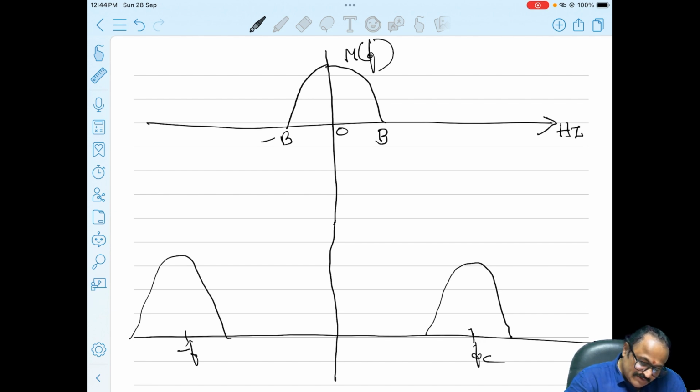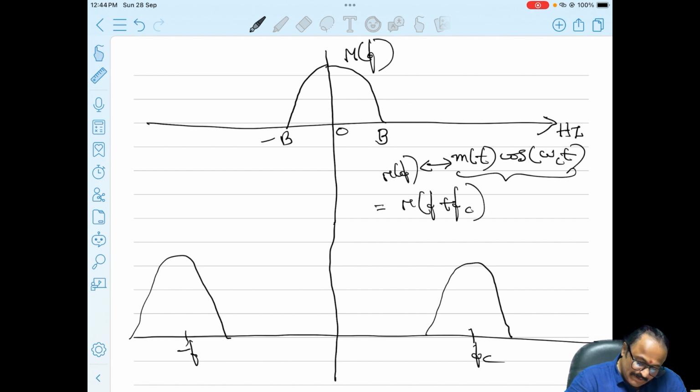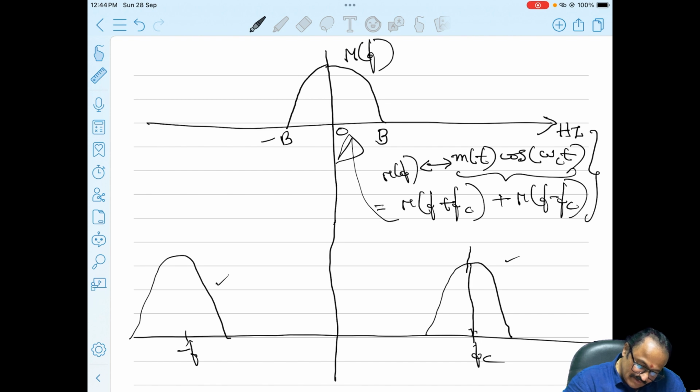You know that. So M of t multiplied by cos of omega ct. In the frequency domain, suppose the Fourier transform pair of M of t is M of f. The Fourier transform will be M of f plus fc plus M of f minus fc. This is what you get. If you plot M of f plus fc and M of f minus fc, this will be the carrier frequency.